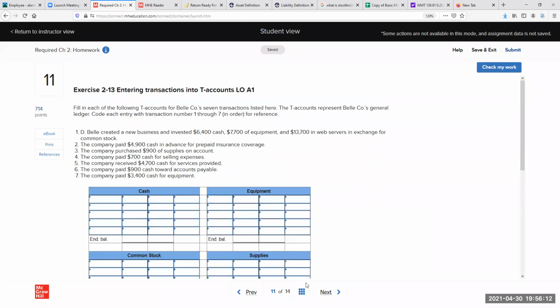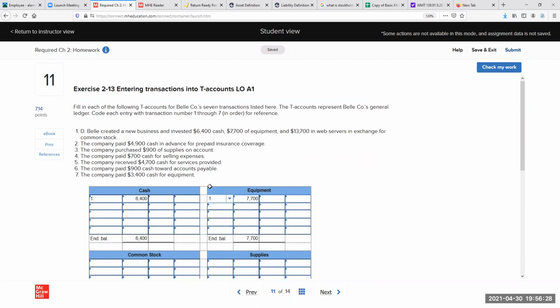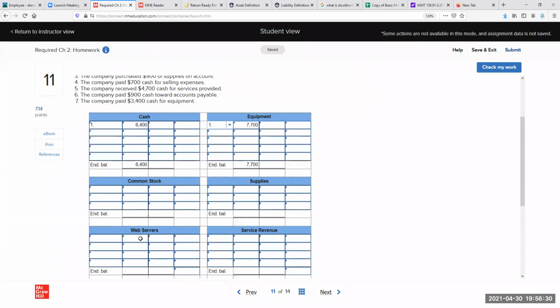11, entering transactions into T accounts. So y'all should know, I'll do one here. Created a new business. Number 1 on cash, 6,400 cash, 7,700 of equipment, 13,700 in web servers.